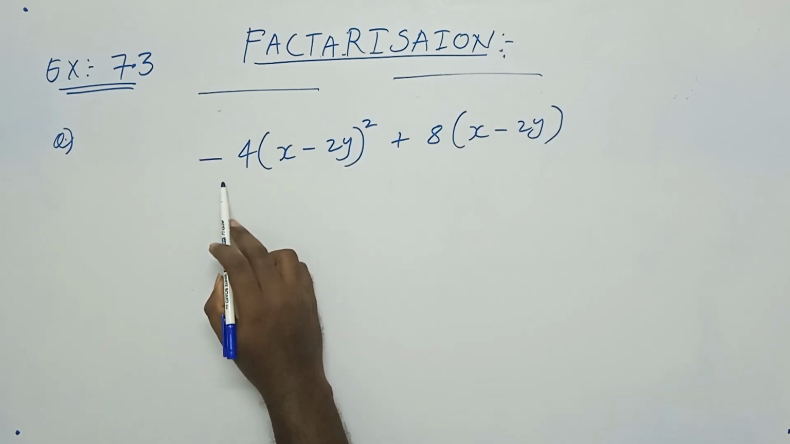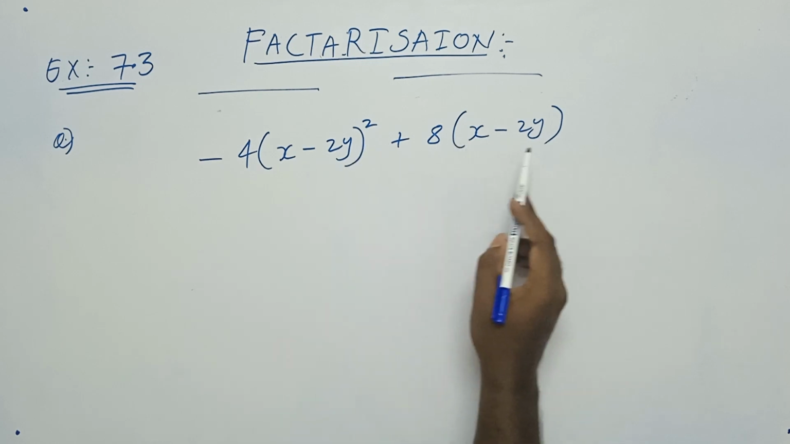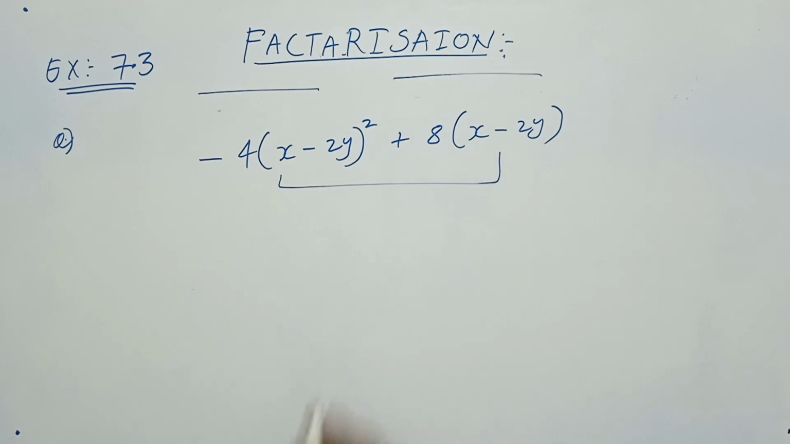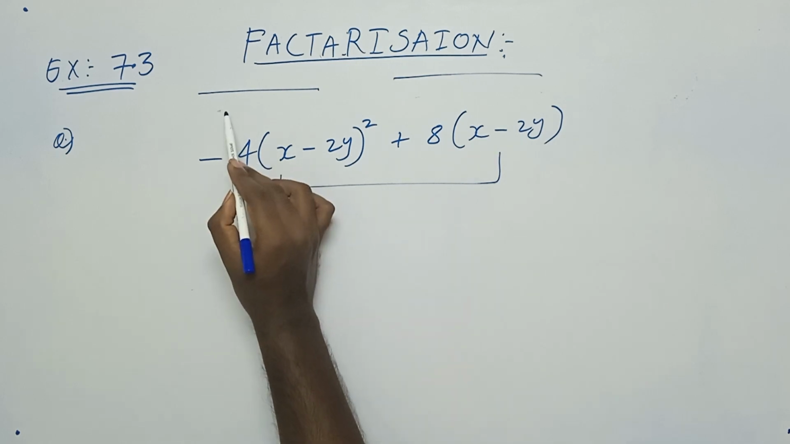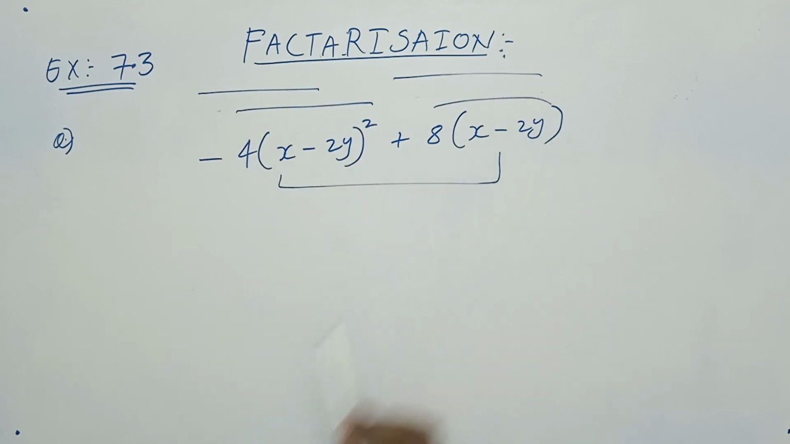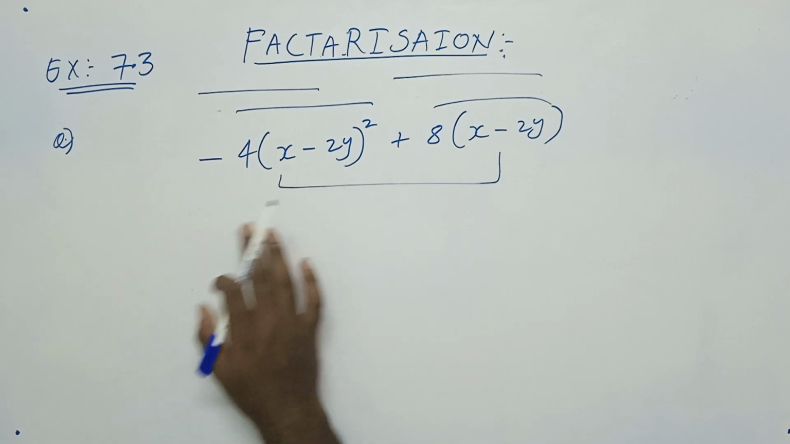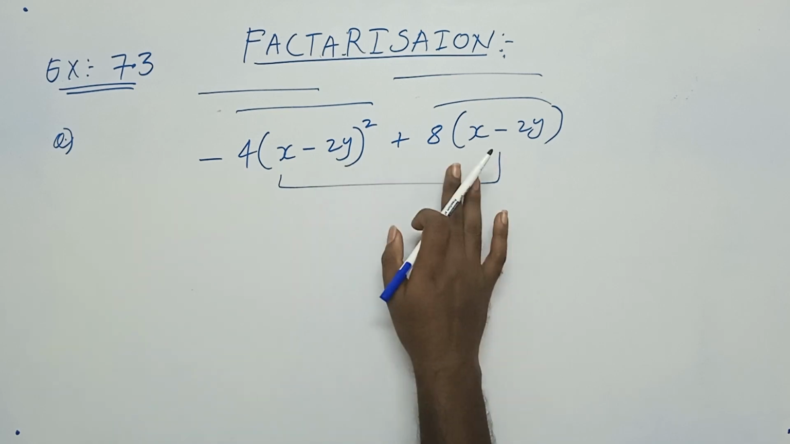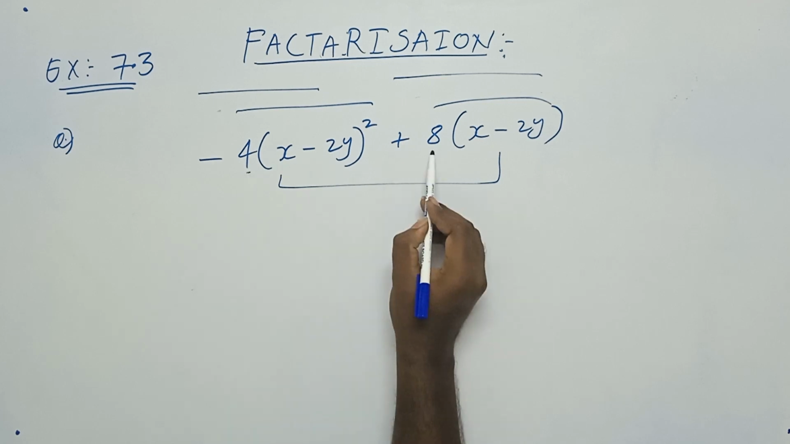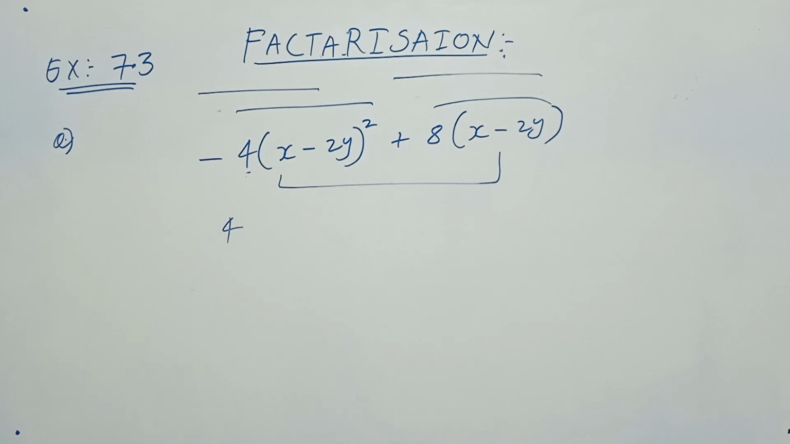So our next problem is minus 4 of x minus 2y whole square plus 8 of x minus 2y. Here we are going to find the factors of this expression. First of all, we have to determine the terms. This is one term and this is another term. Now we are going to compare these two terms by their HCF. That means we are going to take common from these two terms. First I'm going to take 4 and 8. What is the HCF of 4 and 8? 4 is the HCF, right?